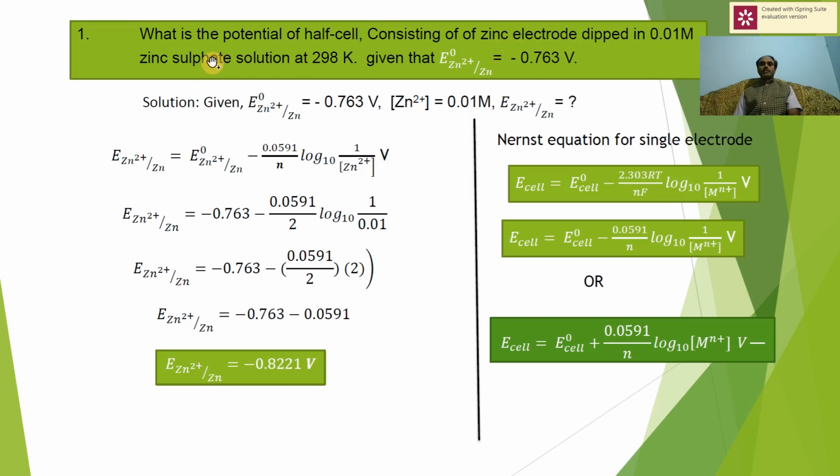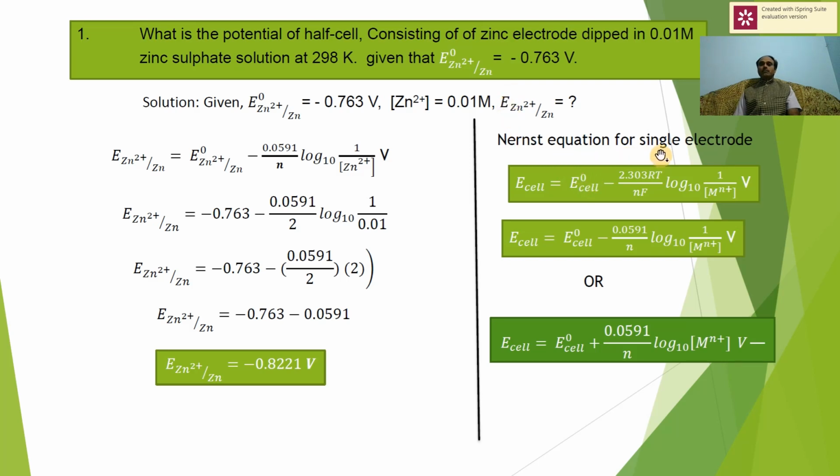The concentration of the zinc sulfate is given, that is 0.01 molar, and the standard reduction potential of the zinc electrode is given, that is minus 0.763 volt. These are the given data present in the problem. That is, standard reduction potential of zinc is minus 0.763 volt, molar concentration of Zn2+ is 0.01 molar, and what is the potential of the half cell? So how to calculate this potential of the half cell? By using the Nernst equation.